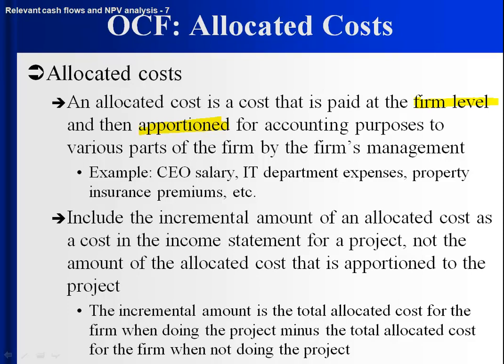What's important is to use the incremental amount of the cost. If we do the project, how much of the total cost is relevant here? How much does the total of it change? What is the total of that cost with minus what is the total of that cost without? That's what's important. What's not important is how much is allocated or apportioned to the project. Doesn't matter what gets assigned to them for internal purposes. What's important is let's look at the total cost with minus let's look at the total cost without.